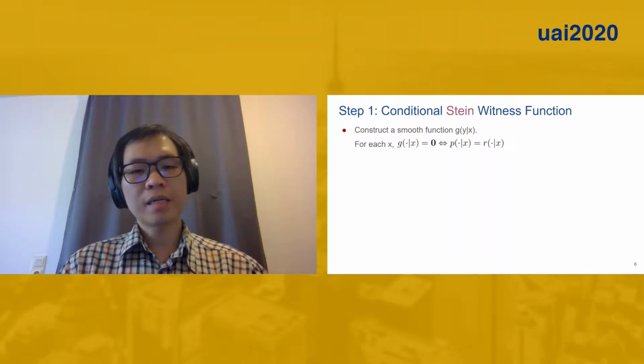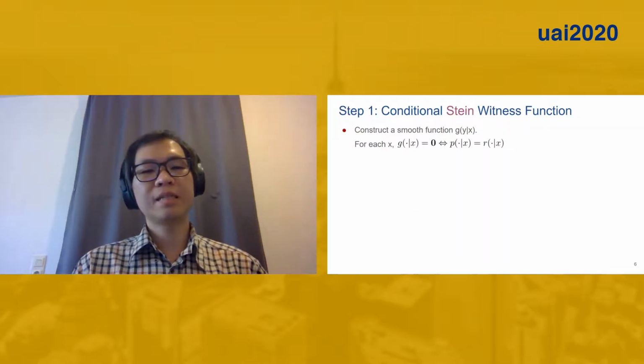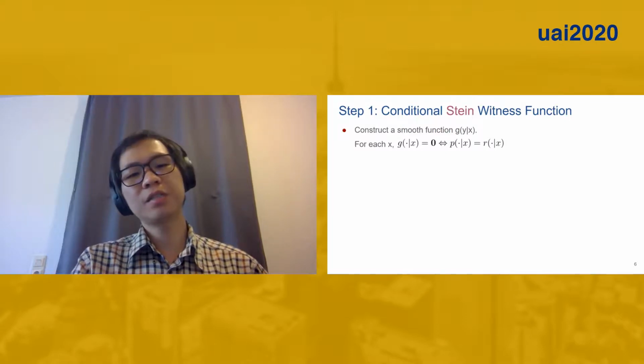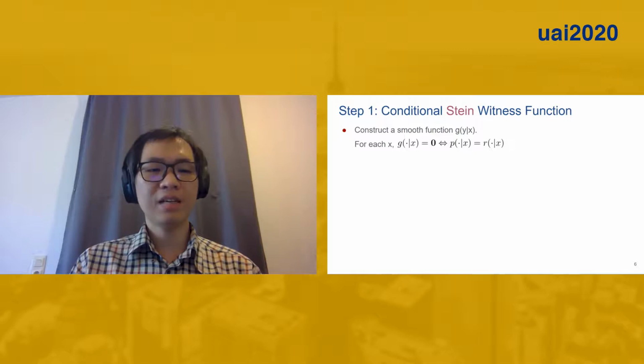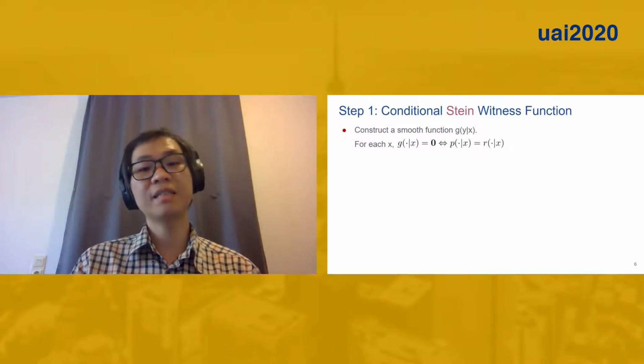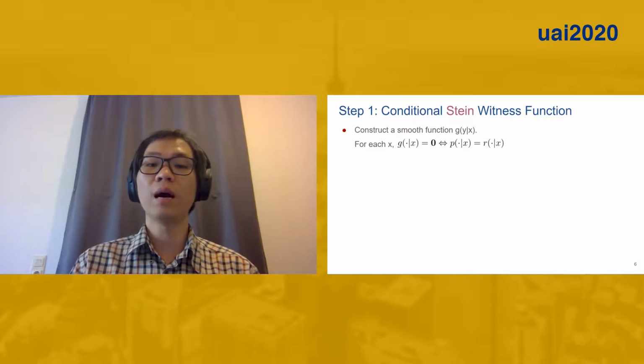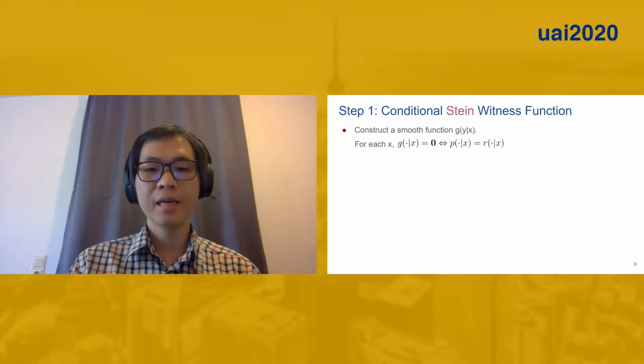Okay, so how does it work? The first step to compute the statistic is we need to compute a so-called conditional Stein witness function, g, as a function of y and x, and it has the following property, which is that for each x, g(y|x) is a zero function if and only if p(y|x) is the same as r(y|x) for all y. And this holds for a particular x, okay?